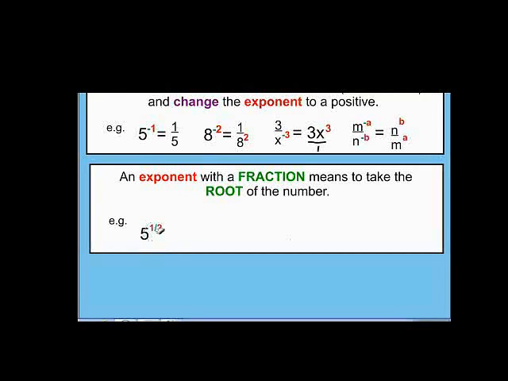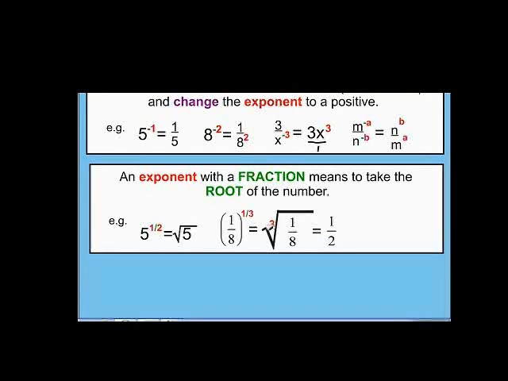So if we look at, say, 5 to the power of a half, that's just another way of saying the square root of 5. And for instance, if we had 1/8 to the power of a third, this actually would mean that we take the cube root, big one here, take the cube root of 1/8. So it's just saying, well, what number, when multiplied by itself 3 times, would give me 1/8? And the answer to that is actually a half, because 1/2 times 1/2 times 1/2 is 1/8.